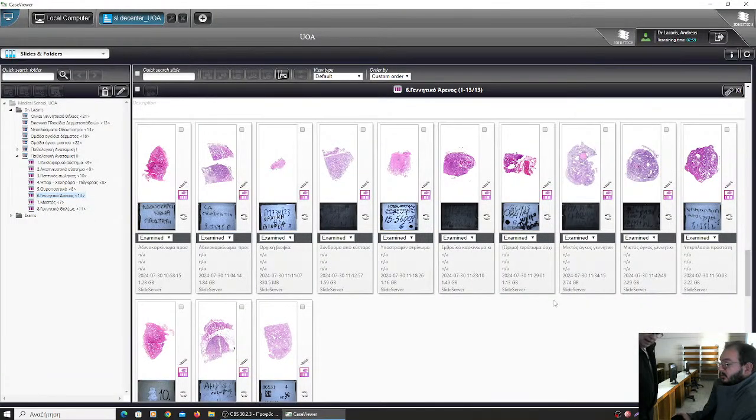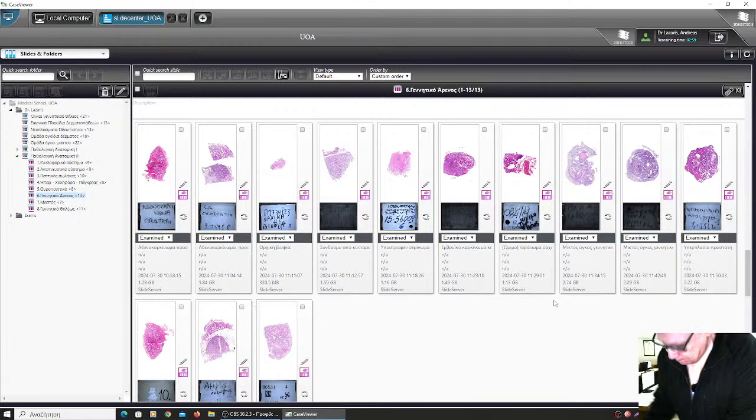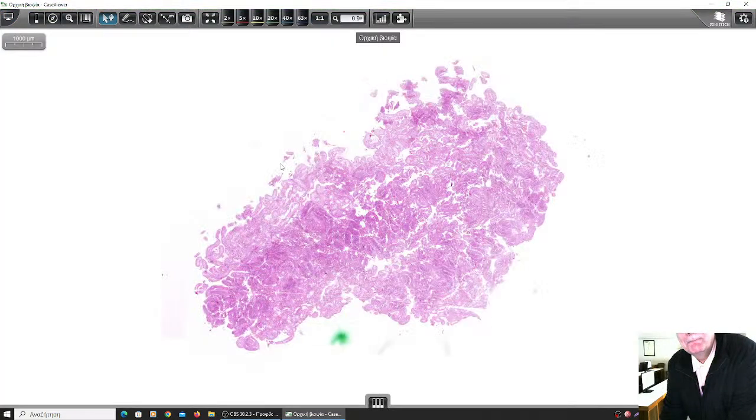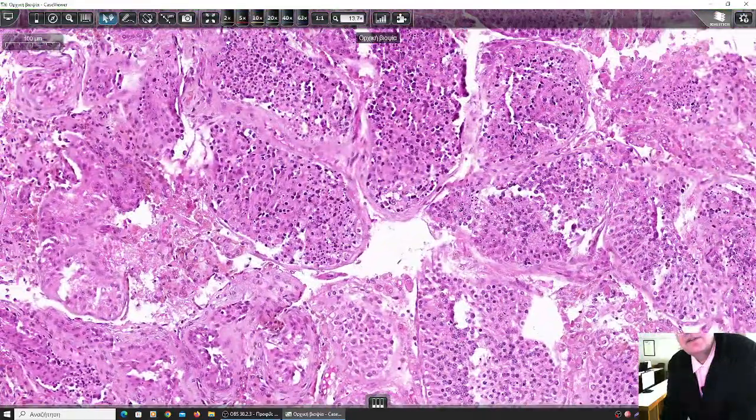Okay, now let's start and have a look at testicular pathology. Where should we start first? I think this will be fine. So these are the seminiferous tubules.